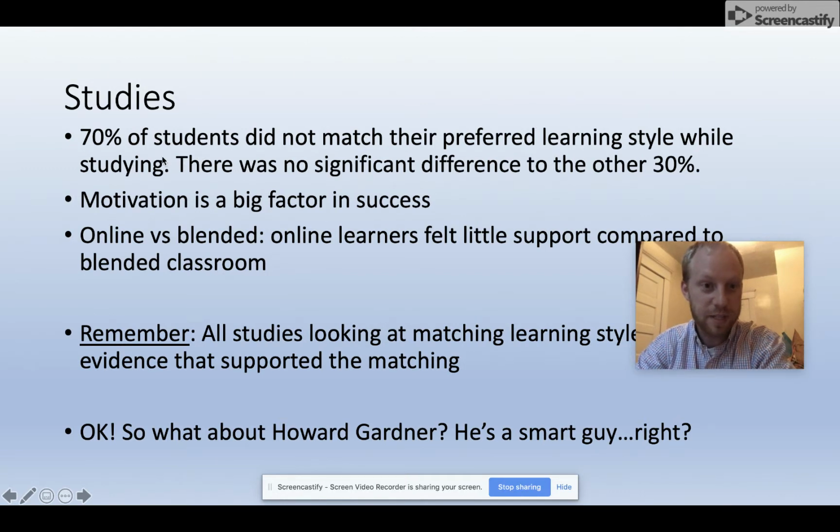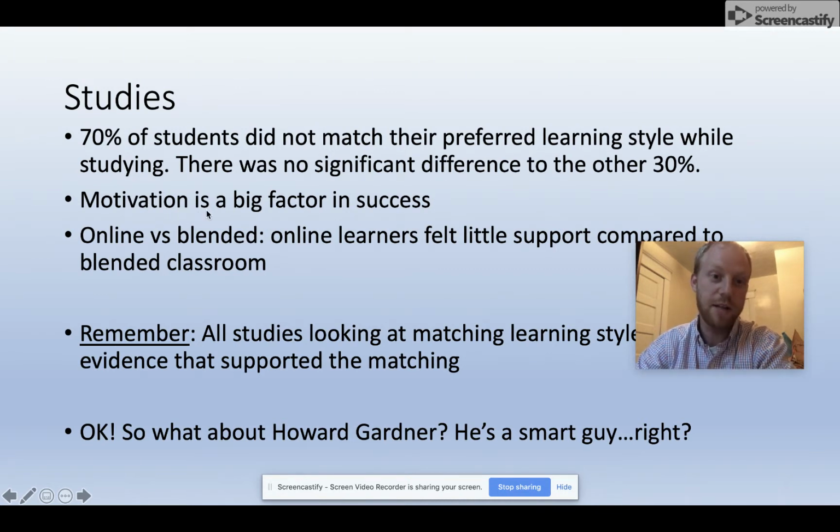Here are some studies. 70% of students in this study did not match a preferred learning style while studying. It's important to note that these students were not told which learning style to use while studying. There was no significant difference to the other 30% of students. So these students were on par with their preferred learning style. They did not do better than the other students.